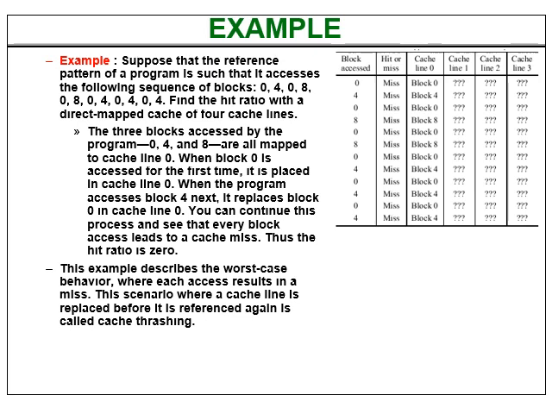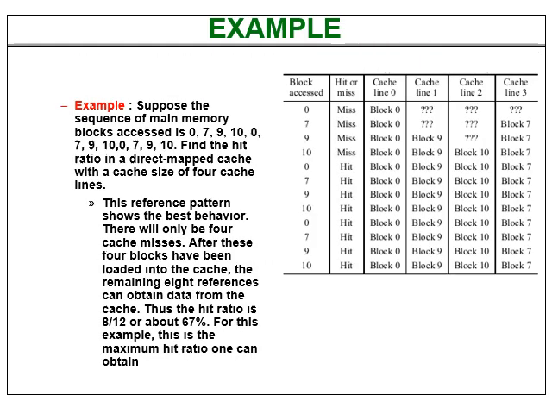You can see in each and every access I'm having a cache miss. This is the worst case scenario. This is the best case scenario. Here the main memory accesses are 0, 7, 9, 10, 0, 7, 9, 10, 0, 7, 9, 10.